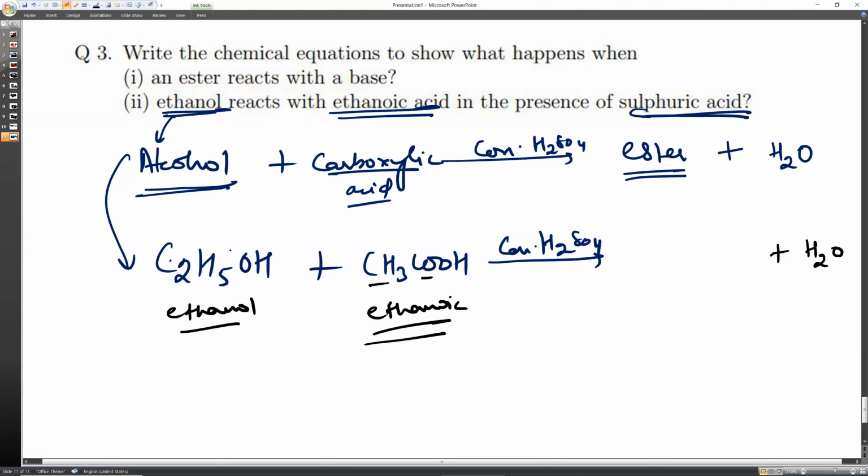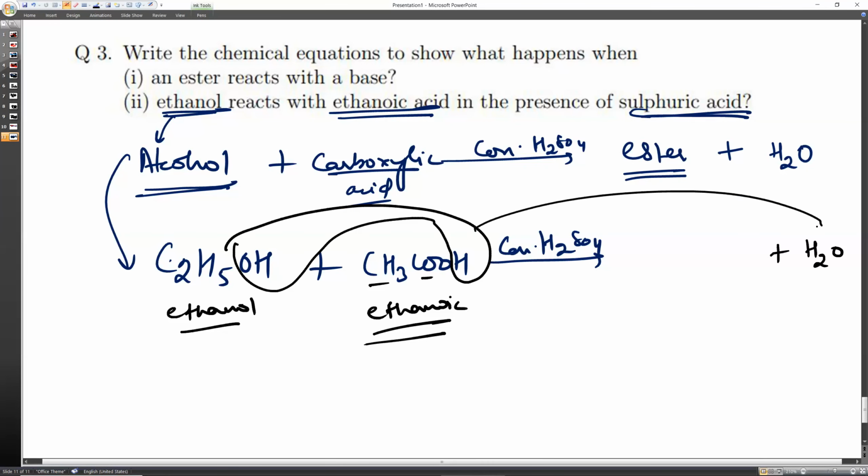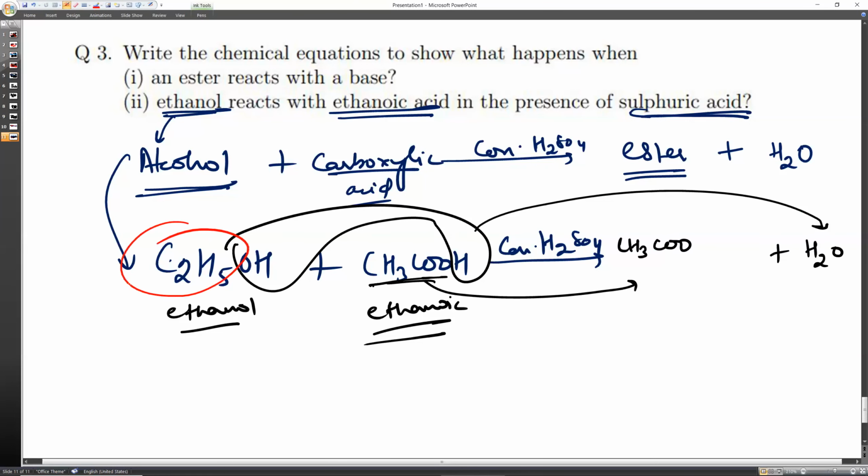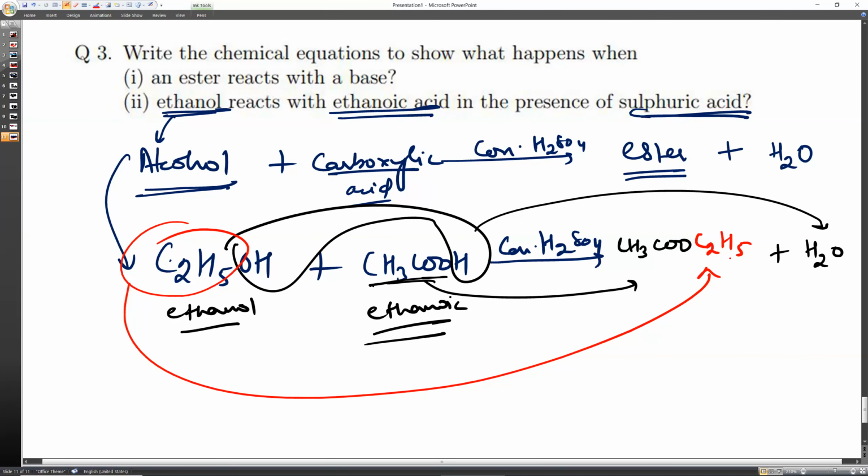Water is formed by using this one and this one. This is water, formed here. The remaining parts you have to add. First, write the carboxylic acid part here, that is CH3COO. Then take this portion and write it here, C2H5. Got it? Yes, sir. So this is the ester.